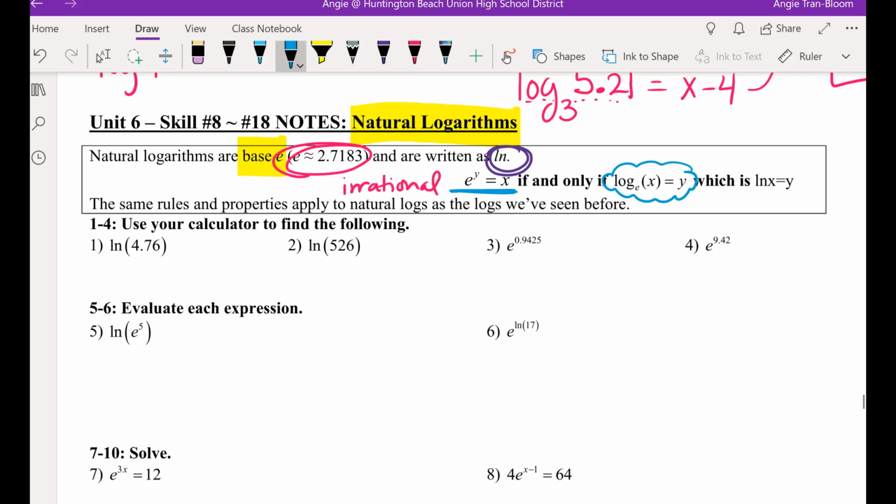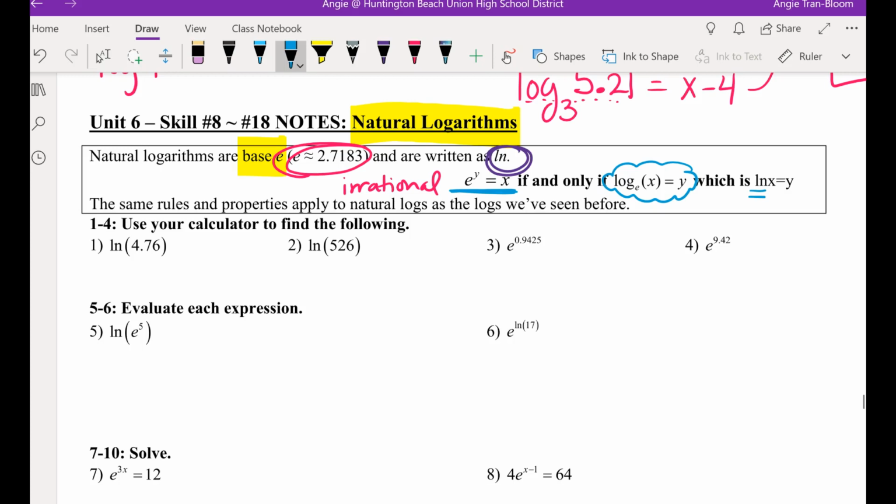Because log base e is so important in the mathematics and science worlds, we change it and call it ln of x equals y. So if you ever see log base e, what do we have to rewrite it as? ln, right? Because it's that common, it's that important that it has its own name.